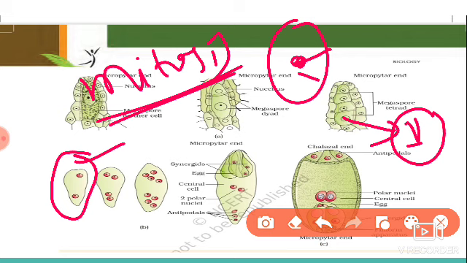What happens in mitosis? One cell becomes two. Here, one nucleus becomes two nuclei. And what is formed here? In a single megaspore there are two nuclei, and this stage is the two nucleated megaspore.